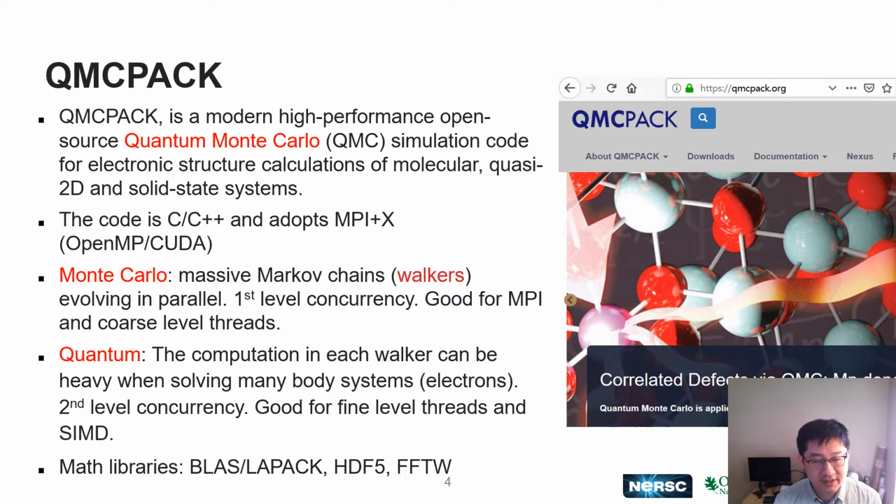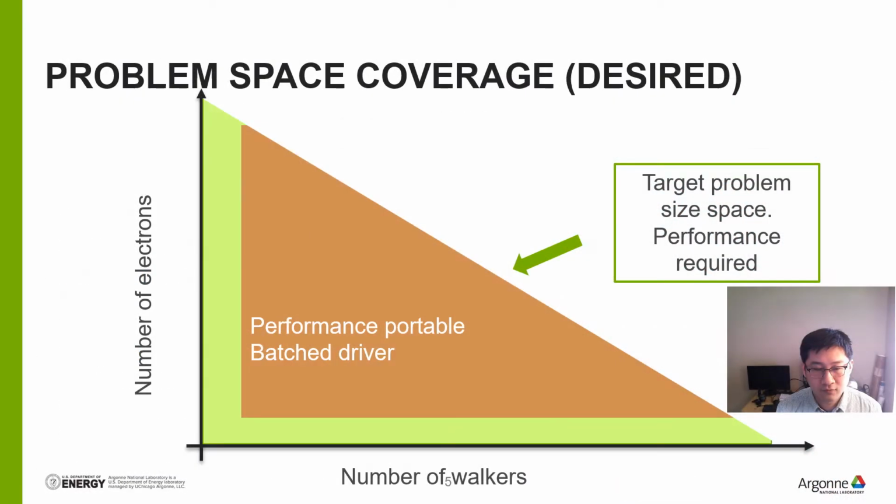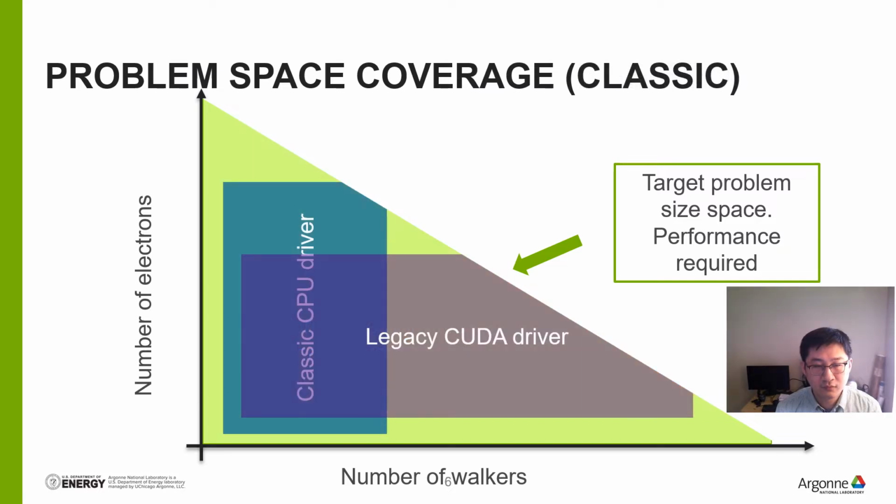The name quantum indicates we are solving a many-body electron system. That's the fine level of concurrency. The number of walkers and the number of electrons defines the computational problem space. It is restricted to the lower triangle by a given hardware. The brown area is the target where we would like QMCPACK to perform really well. However, once the hardware is chosen, QMCPACK classic drivers restrict good performance to a small problem space. We will fix that by introducing a new set of QMC drivers.